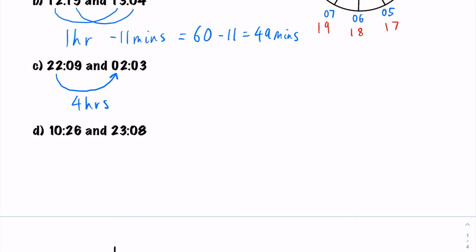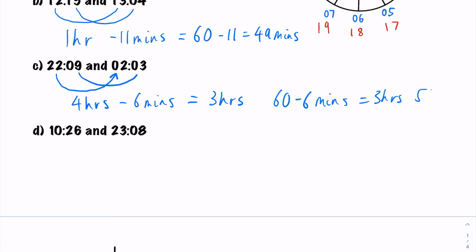And the minutes going from 9 to 3 is going to be minus 6. So we're not quite 4 hours round. So what we're going to have to do is take out one of those hours, convert that into 60 minutes so it can mix with that minus 6 minutes we have there. So we have 3 hours if we've taken one of those hours out, then we have 60 take away 6 minutes. And that's just going to be 3 hours and 54 minutes.